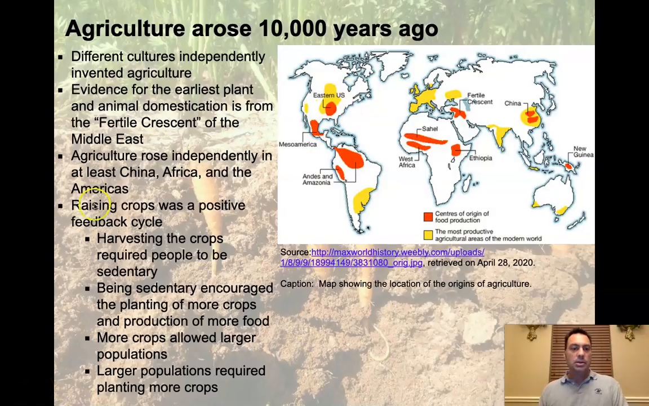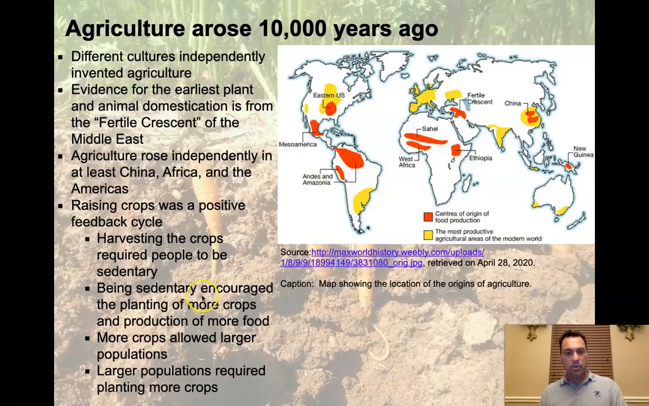All right, so it turns out that raising crops produces a positive feedback cycle. So let's go over that cycle. So you're harvesting the crops, which required people to be sedentary. In other words, if you're growing a whole field full of something, you can't be moving around. You're going to be there, taking care of it and making sure things don't get into it. So you're going to be tending that field. So that makes you sedentary. It means you're not moving around. You got time to do other things, perhaps.